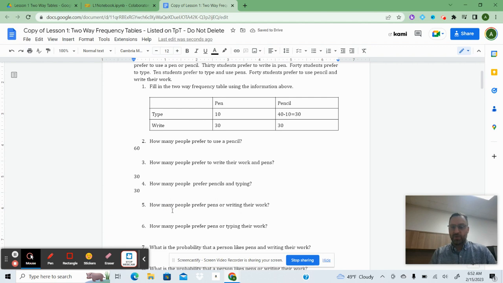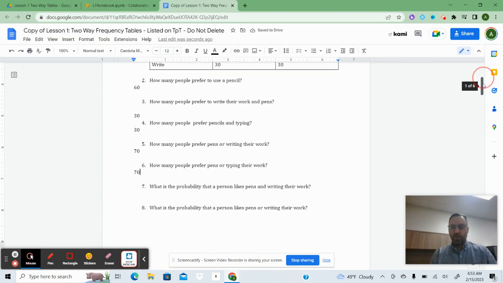How many people prefer pens or writing? If I did pens or writing, that'd be 10 here plus this 30 plus that 30, because we do the writing and the pens. And remember not to count this middle one twice. So 10 plus 30 is 40, plus another 30 here is 70. How many people prefer pens or typing? So we do pens and then this typing. 30 plus 10 is 40, plus another 30 is 70.